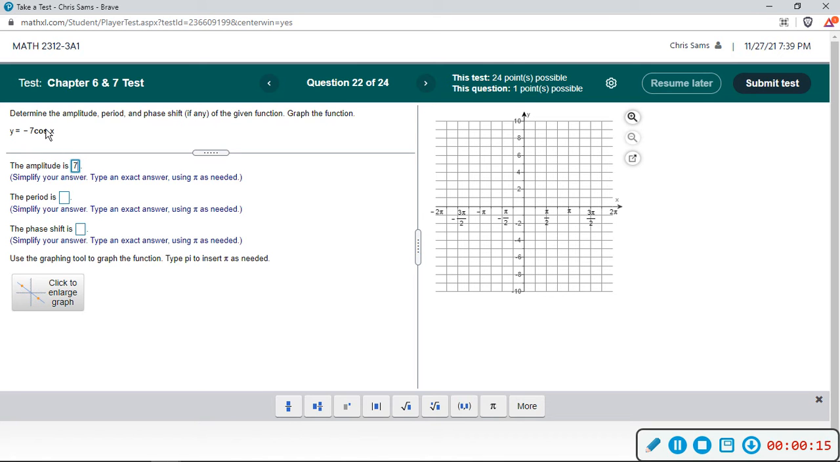The period is 2 pi divided by b, and b is the number directly in front of x. So the number in front of x is just 1, so 2 pi divided by 1 is still 2 pi. Okay, and then the phase shift will be whatever we have in parentheses with the x that we're subtracting. We would do negative c divided by b. There's no c value, so it would just be 0.